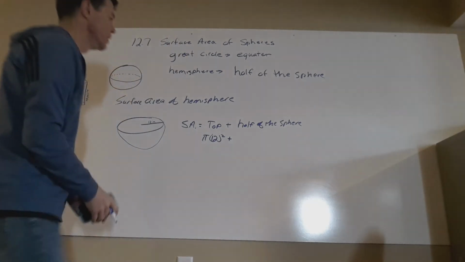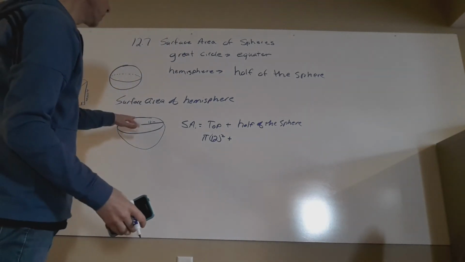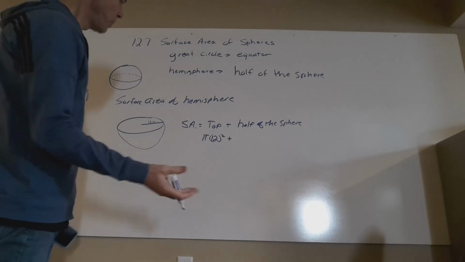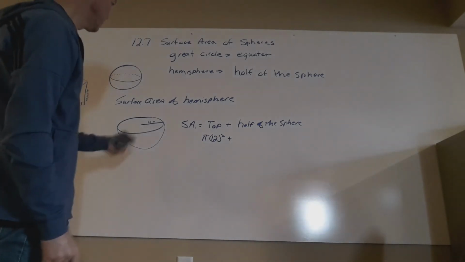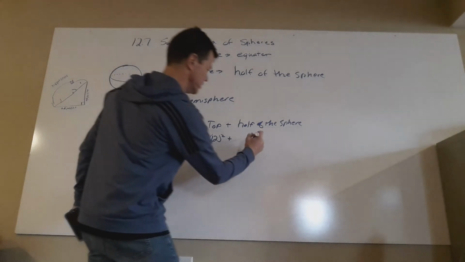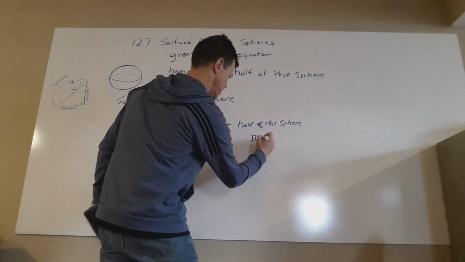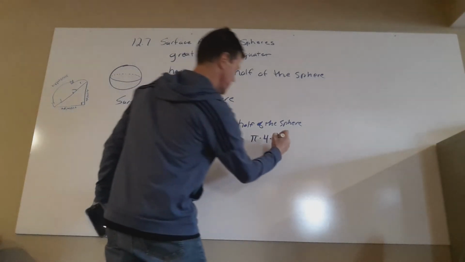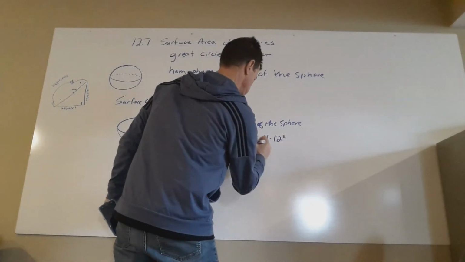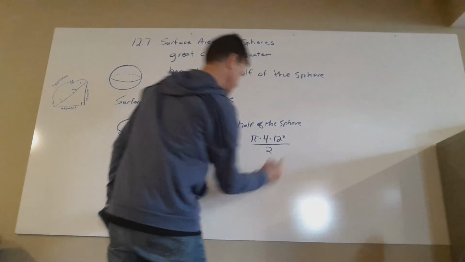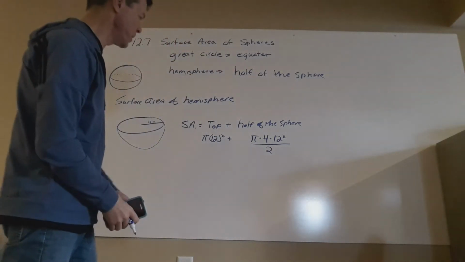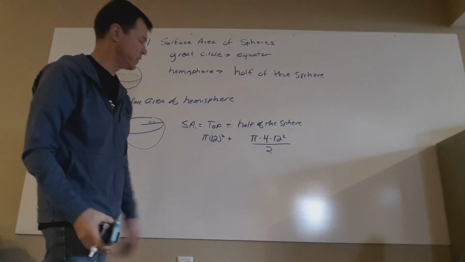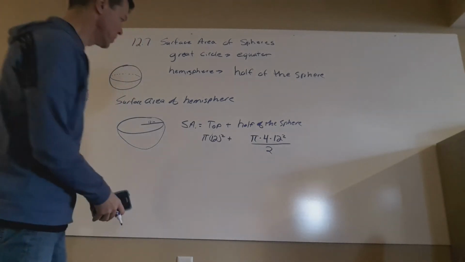And then to get half of the sphere, we'll get the area of the sphere, which is pi times 4 times our radius squared, and divide it by 2. The hemisphere's curved surface area has got to be divided by 2. So get the area of the top, half the area of the sphere, and that'll be your total surface area.